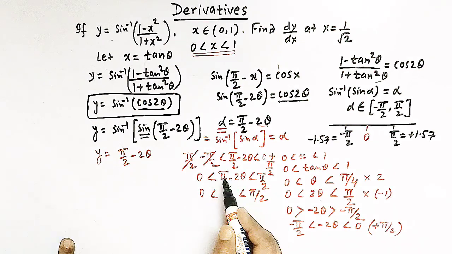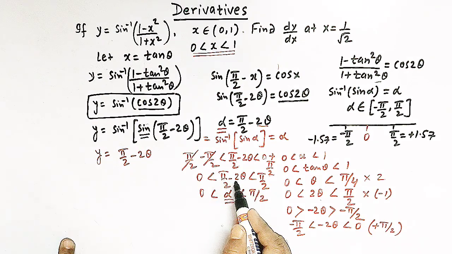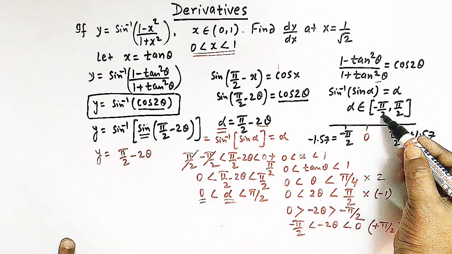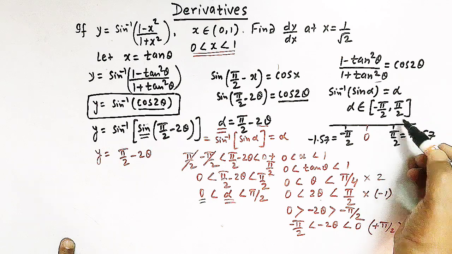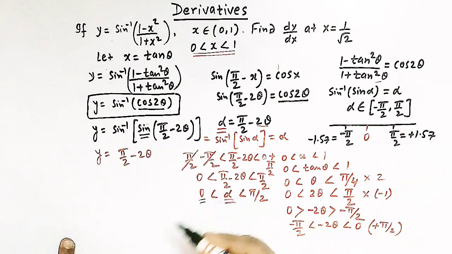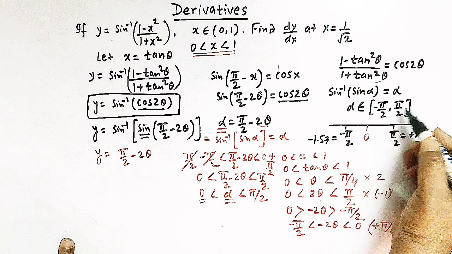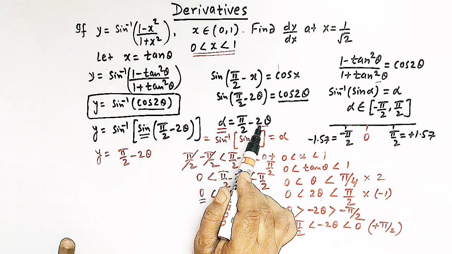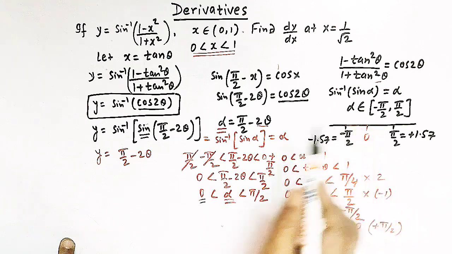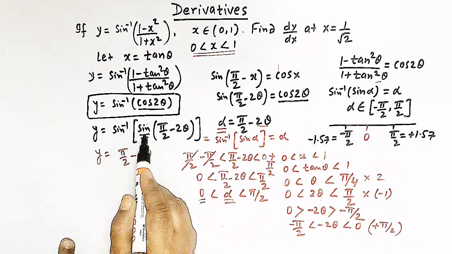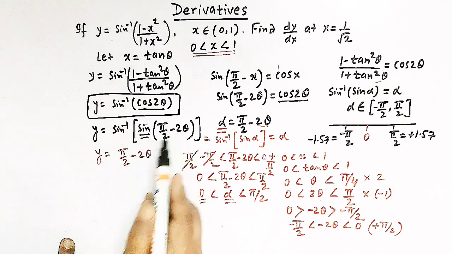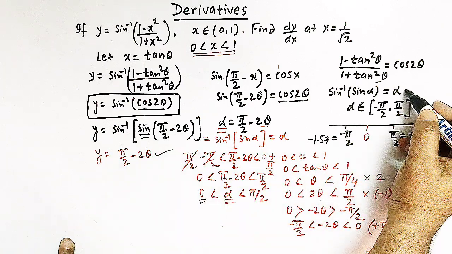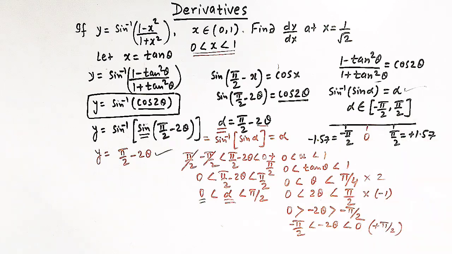So we have seen that pi by 2 minus 2 theta, that is our alpha, belongs to this interval, that is minus pi by 2 to pi by 2, and 0 to pi by 2 is a subset of this interval, right? So we have verified that this expression pi by 2 minus 2 theta belongs to this interval. So now we can write sine inverse of sine of pi by 2 minus 2 theta as pi by 2 minus 2 theta due to this property.